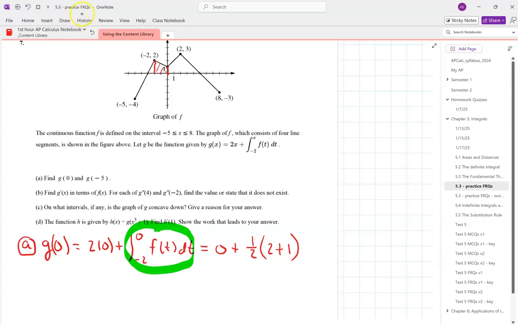So base 1 is like that distance, so 2. Base 2 is going to be that distance, so 1, and the height is 2. So we have then 3 is what we get. Everybody feel good there?